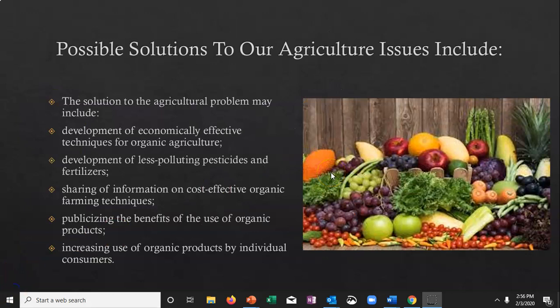There are some solutions to our agricultural issues. Some of those include development of an economically effective organic agriculture. So organic means made with, grown with not using any pesticides. Also, the development of less polluting pesticides and fertilizers, things that are more environmentally friendly. We can also share information about different types of farming techniques, and publicize the benefit of using organic products. So going organic is good for the environment as well as for you not ingesting any kind of pesticides.